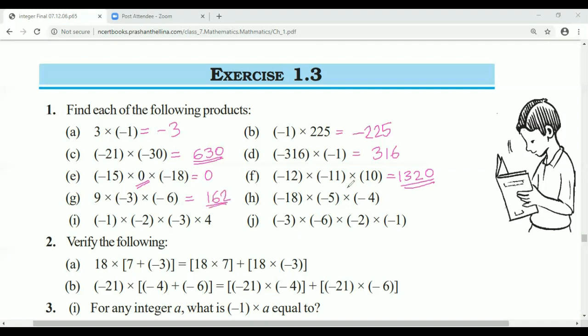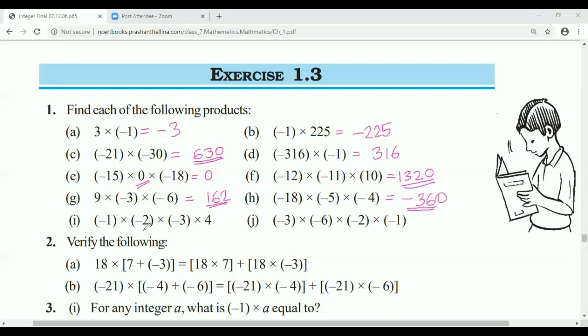Next question H, -18 into 5, -5 into -4. So the answer is obviously negative, because 3 negative numbers are there, and 3 is an odd number. An odd number of negative numbers were multiplied, the answer becomes negative. So we can simply multiply 18 into 5 into 4. The answer becomes 300. Answer is -300.